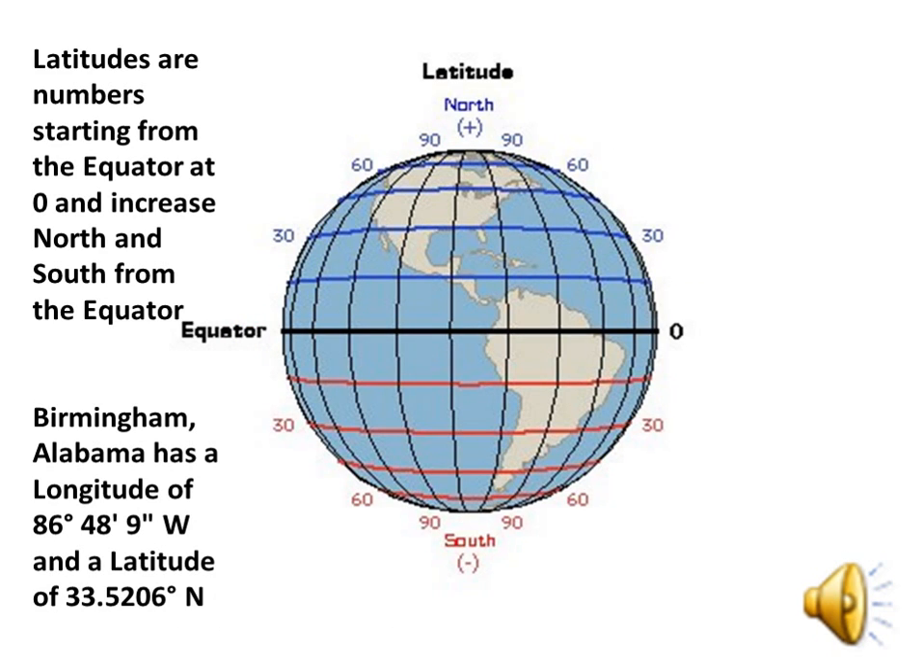Latitudes are lines that proceed around the Earth, such as the equator, which is the beginning for latitude numbers at 0. As they proceed both north and south, they increase in size.